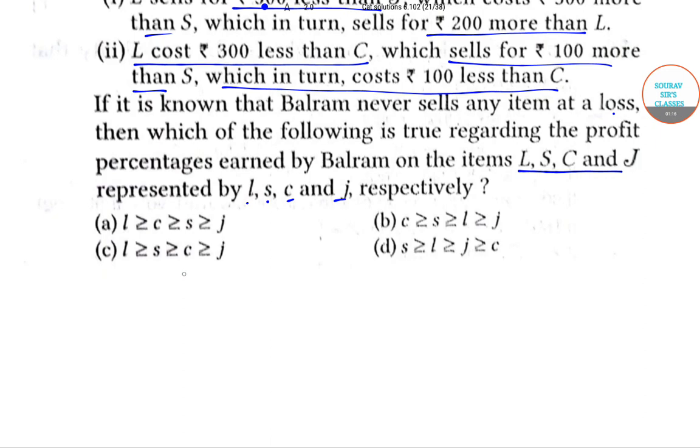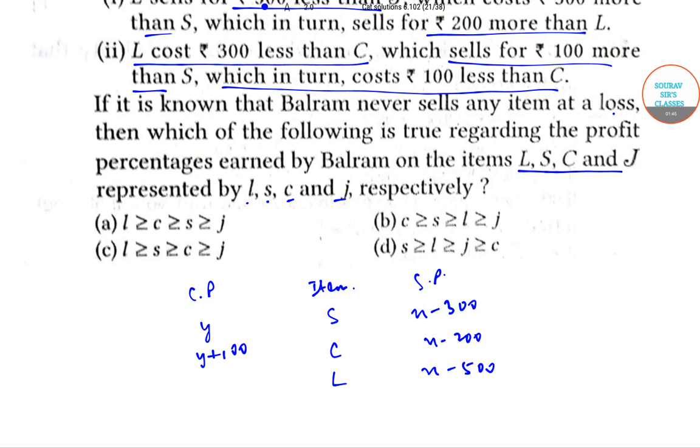tabulating the given information, we get, let this column be CP, this column be the item, and this column be the selling price. Again, for C, the selling price is X minus 200 and CP is Y plus 100. For leather shoes, the selling price is X minus 500 and cost price is Y minus 200. And for joggers J, the selling price is X and the cost price is Y plus 300.